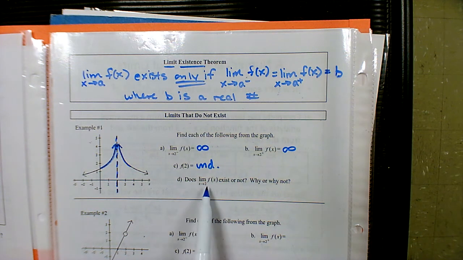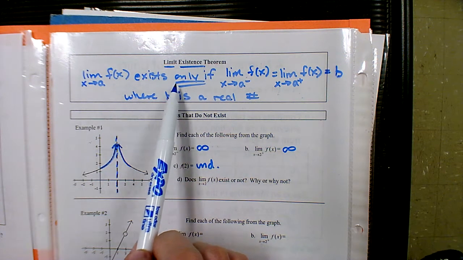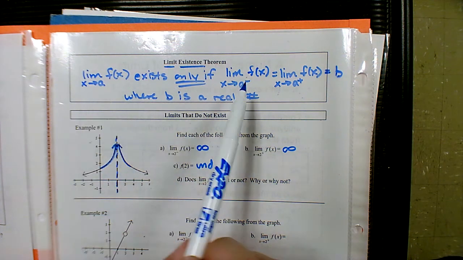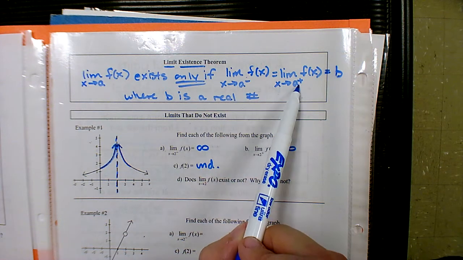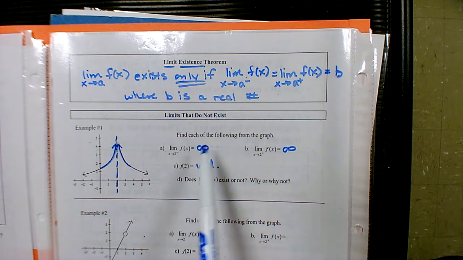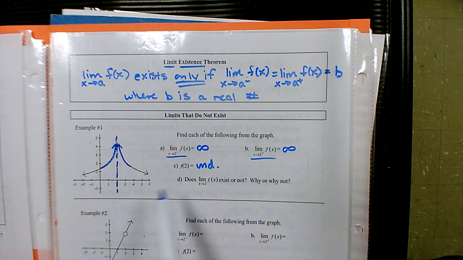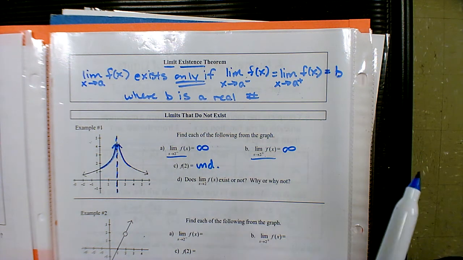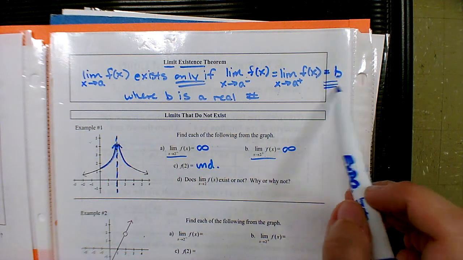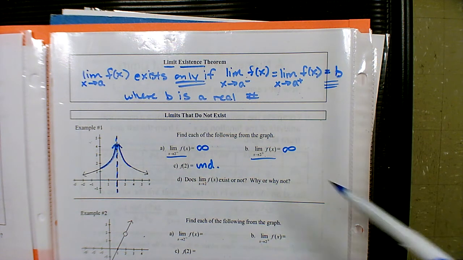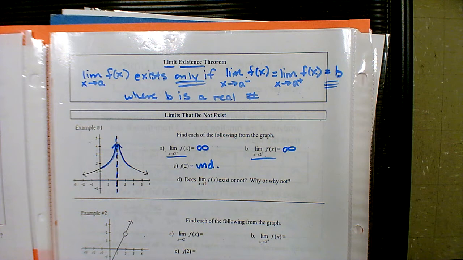So, last one. Does the limit as x approaches 2 exist or not? And then explain why. So, the limit existence theorem, in order for a limit to exist, the left side and the right side of that number have to be equal. Didn't we say that they are here? The left of 2 and the right of 2, didn't we get the same thing? But they have to equal a real number. Is infinity a real number? No, it's not even a number. It's an idea.